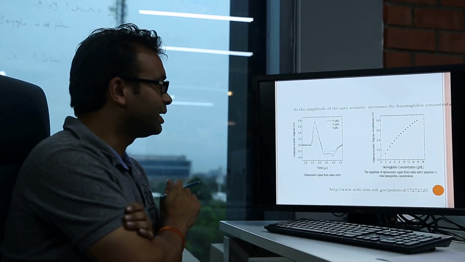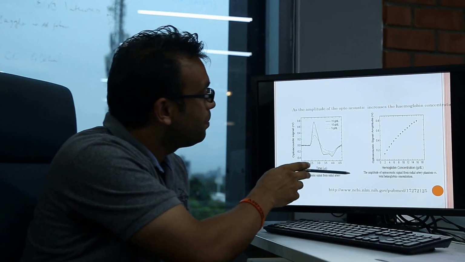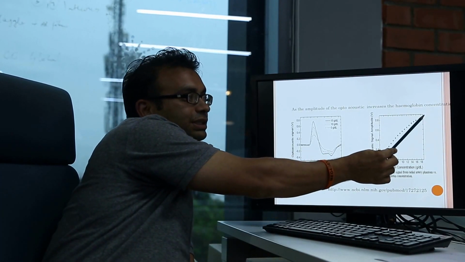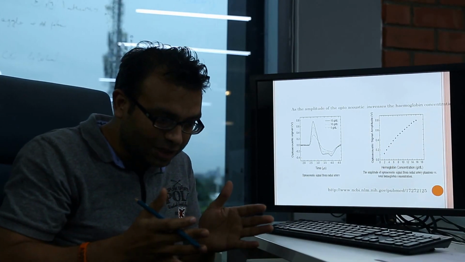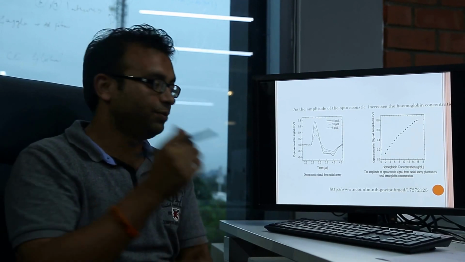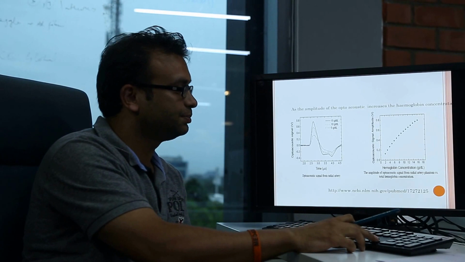So what we are getting in a graph is the photoacoustic signal with time. We are getting this signal, and the acoustic signal amplitude is on a near linear scale. So we can say that we can get an exact amount of hemoglobin concentration of the blood by detecting this area. Reference can be seen.